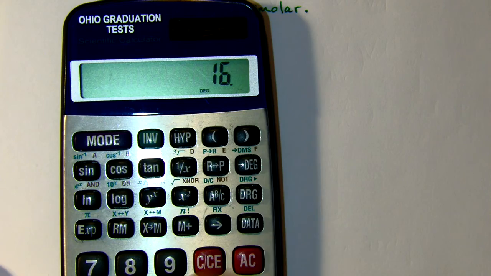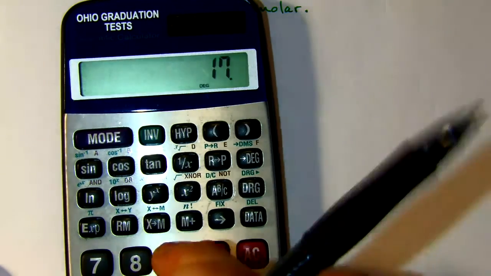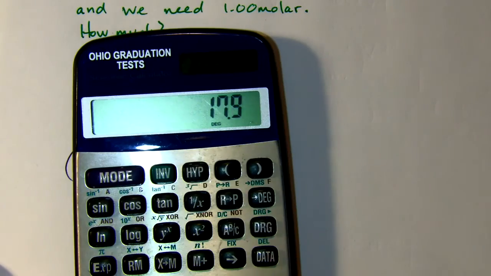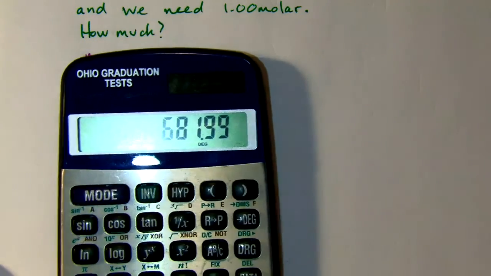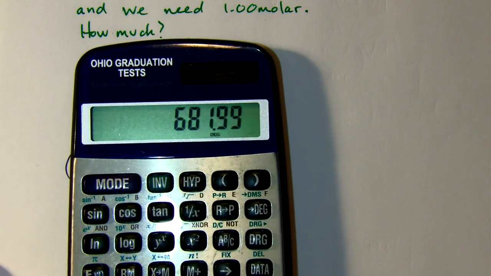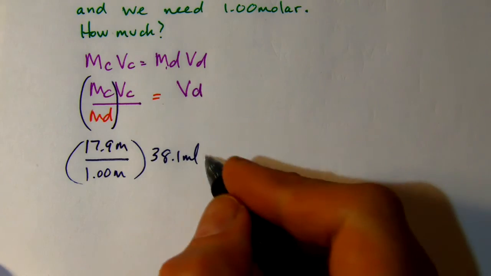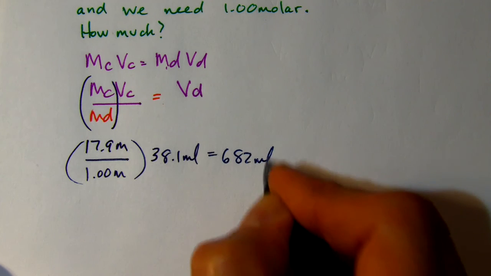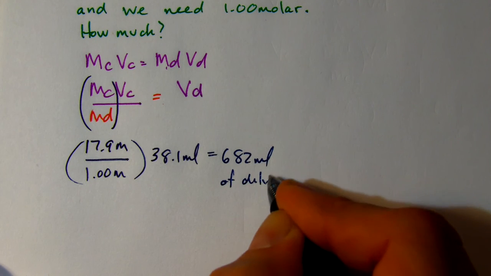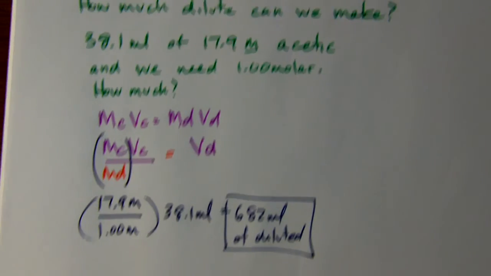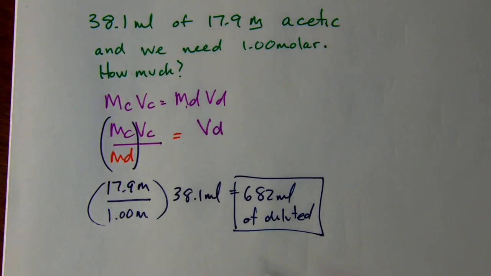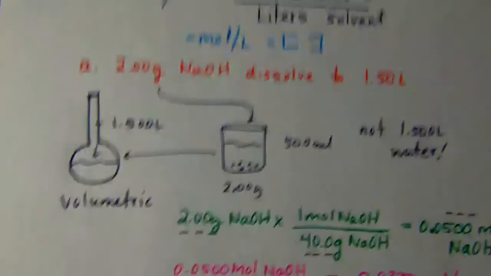So 17.9 times 38.1. We can make almost 682 mLs. See it? Good. We're going to call it that and be done. 682 mLs of diluted can be made. Right? So we're not going to talk about too much more of this because you have the general concepts. Let's go back and make sure that we have all of the big ideas. Right?